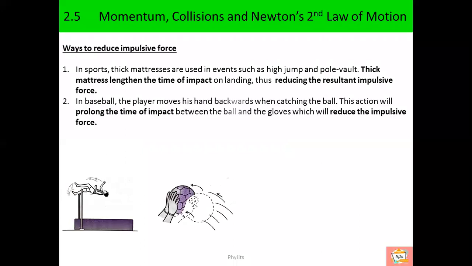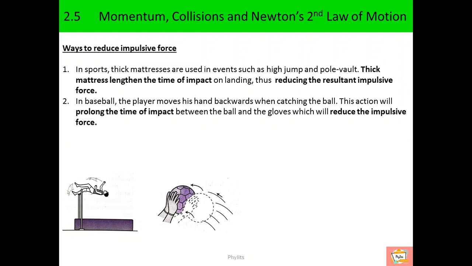So how do you usually reduce impulsive forces? Because impulsive force can cause damage, so you need to avoid that. So in sports, usually, let's say you have a high jump. After the person jumps high, he will fall down onto a quite thick cushion, a thick mattress. So this is actually to increase the impact time. Just like I said, you have a very big damage if the impact time is very short. So if you make the impact time longer, the force will not be so big already, right? So the damage will be lesser. So reducing the resultant impulsive force, you use a thicker mattress.